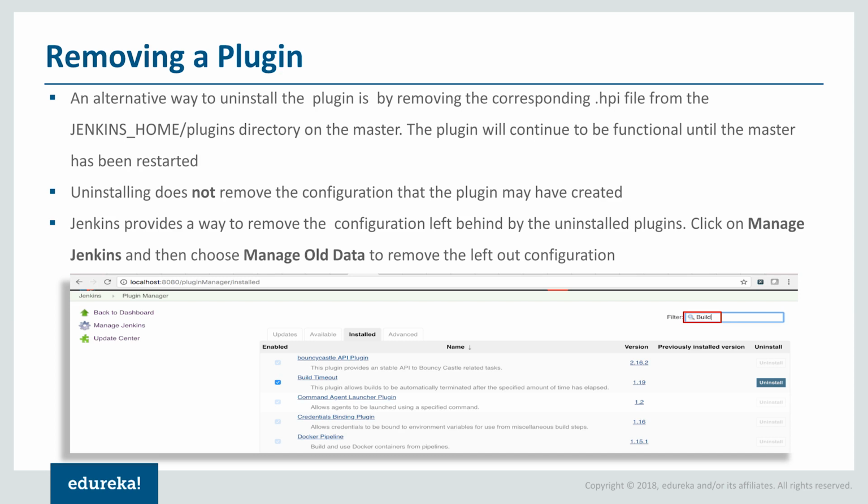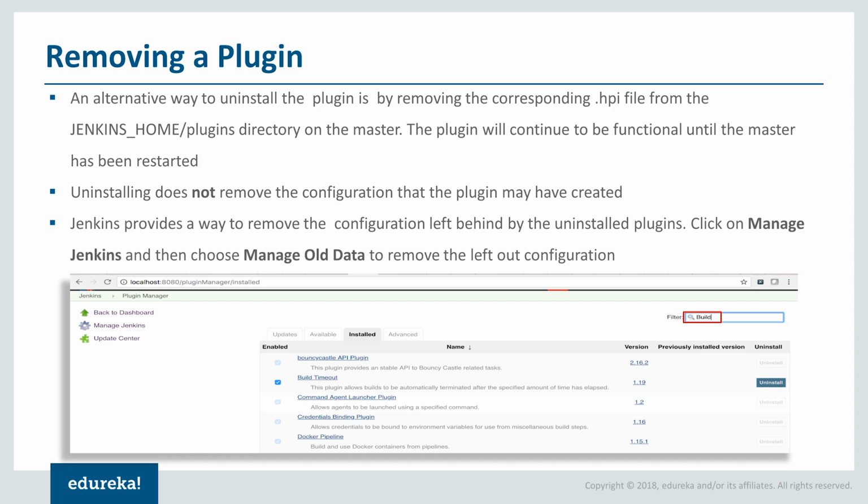And yes, Jenkins does provide you a way to work with that. Jenkins provides a way to remove the configuration left behind by the uninstalled plugins. So you just need to go to Manage Jenkins again and go to the Manage Old Data section. And then you can go ahead and remove all the unnecessary files from there. That will take care of the old configuration files which you no longer need to keep on your server. So that way you can clean up and make more space on the server.